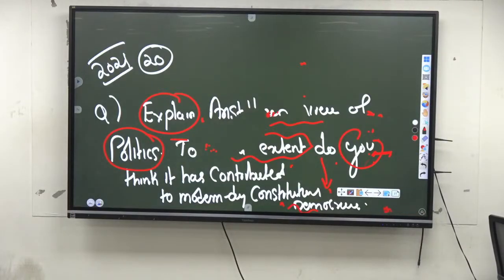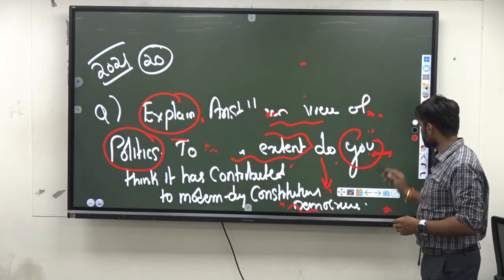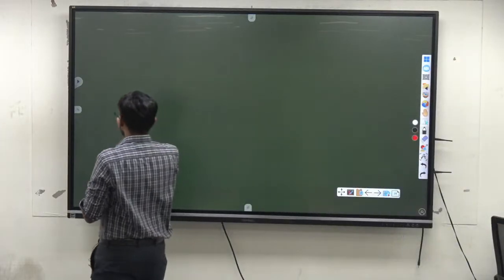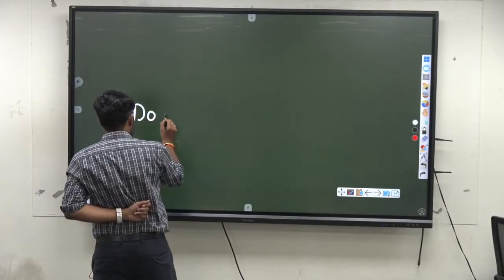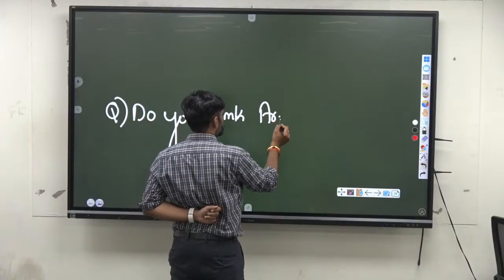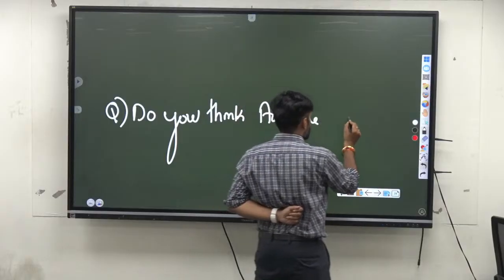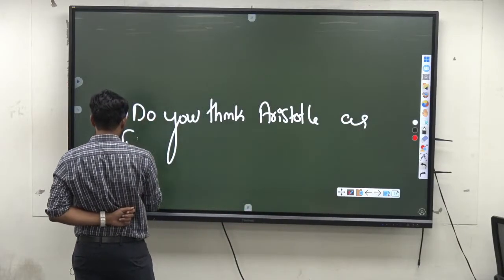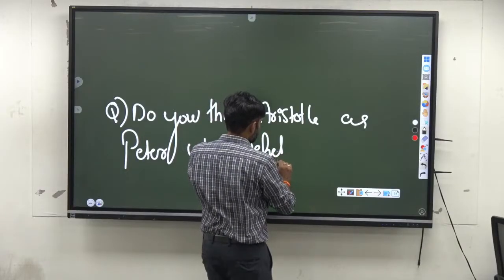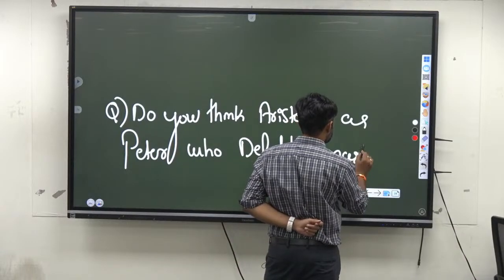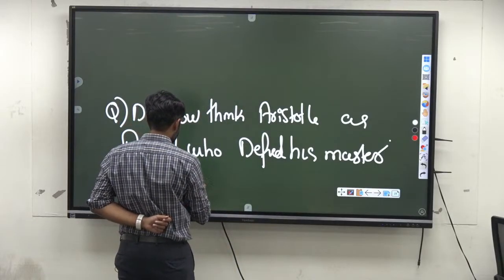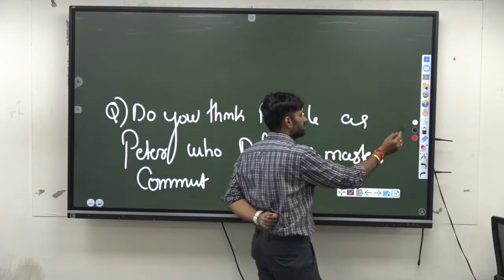In the same way, let us now take one probable question that can come in the exam. Means a question which has not yet been asked, but let us say if they go on to ask. Let us think they might ask, do you think Aristotle, as the Peter who defied his master? Do you think Aristotle as the Peter has defied his master? Let us say they asked to comment and they asked you for 15 marks.